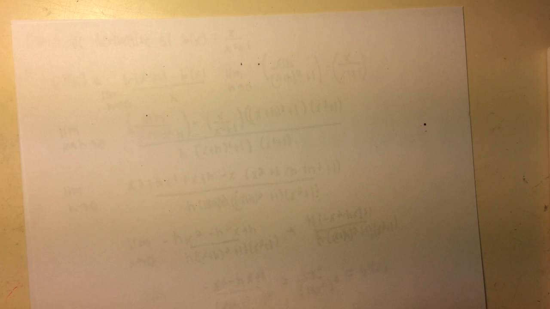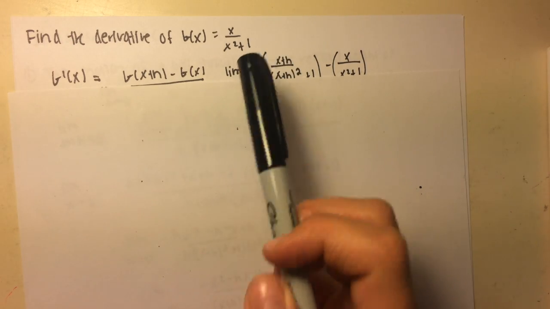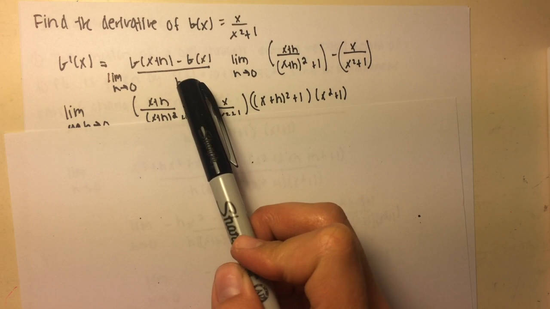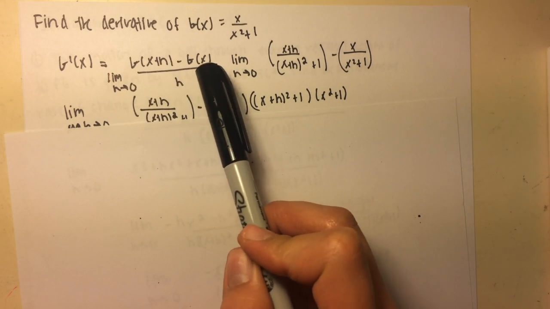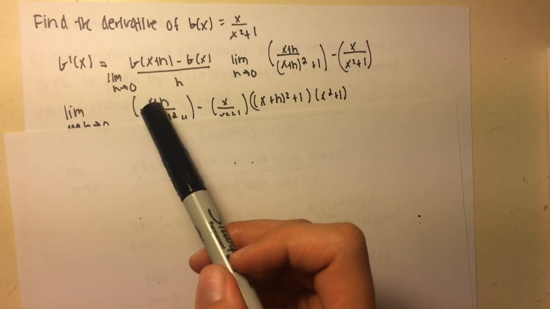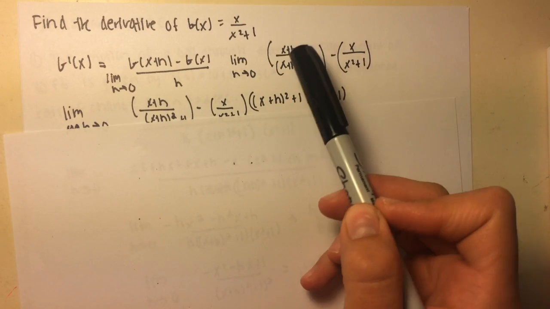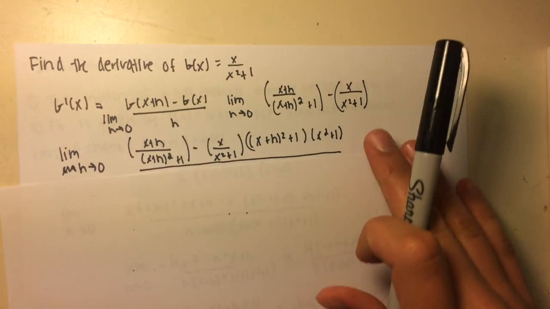So now we're going to move on to the problems. The first problem is finding the derivative of g of x, which is equal to x over x squared plus 1. We're going to use the definition of the derivative, which we just went over, g of x plus h minus g of x over h. We're going to plug in x plus h anywhere we see an x, as observed here, and we're just going to subtract the original function.